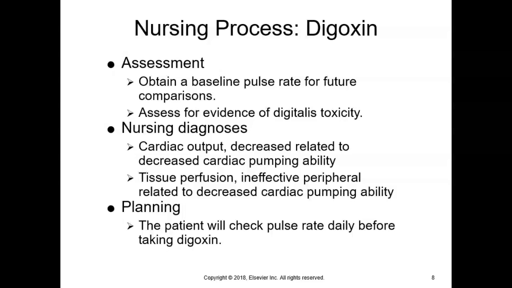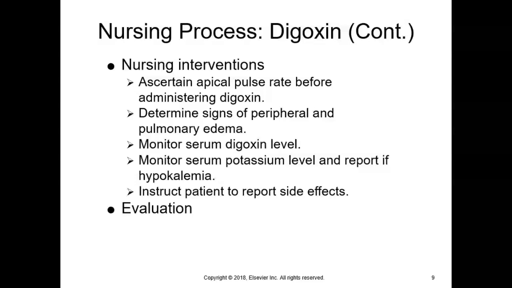In terms of planning, we want to make sure that our patient is checking their pulse rate daily, and they know that if it's less than 60, they need to hold that medication. In regards to interventions, again, if the pulse rate's less than 60, we need to hold it. We want to look for signs of peripheral or pulmonary edema. Those are signs and symptoms of heart failure. Monitor serum digoxin levels. Again, the normal range is 0.8 to 2. Greater than 2 is indicative of dig toxicity. And then monitor our serum potassium levels. You should know the norms, 3.5 to 5. And we're monitoring those again because hypokalemia puts the patient at greater risk for dig toxicity.